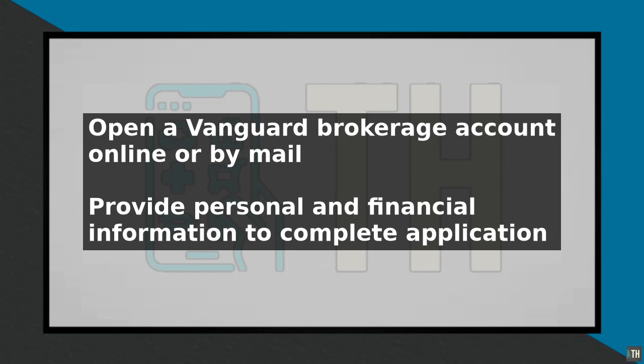Next, you will need to navigate to the Vanguard website and log into your account. From there, you can search for the Vanguard 500 Index Fund and click on the Trade button to initiate a purchase. You will need to specify the amount of money you want to invest and confirm the transaction.